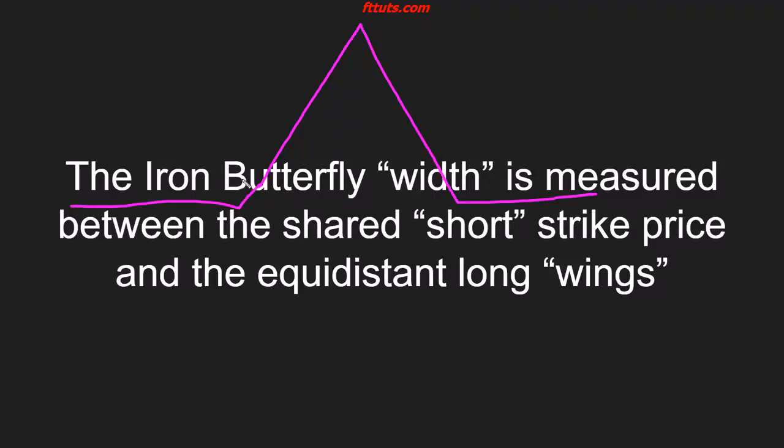And so we're going to measure this width, which is really the distance between that long strike and that shared short option, which is going to be placed right at the money. So in other words, if we set this short option up at, let's say, 3,400, and our long options are down here at 3,350, and if we have the other long option up here at 3,450, then we can say that this iron butterfly is 50 points wide. The distance of each spread is 50 points, and they need to be equidistant.